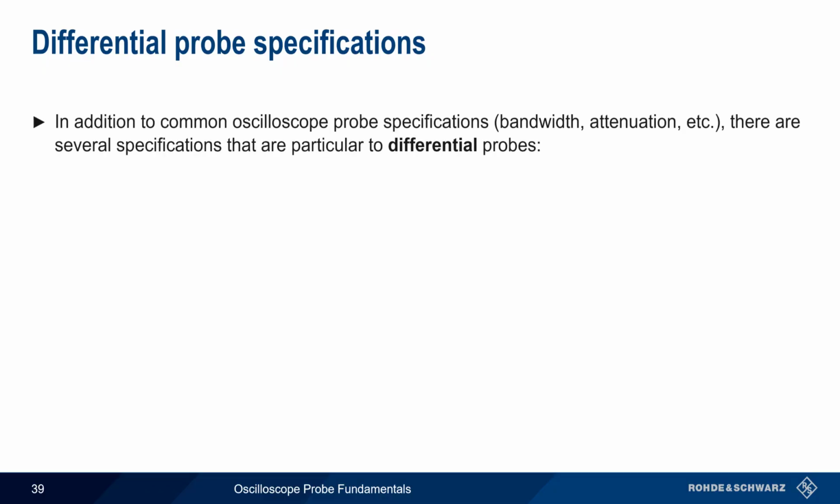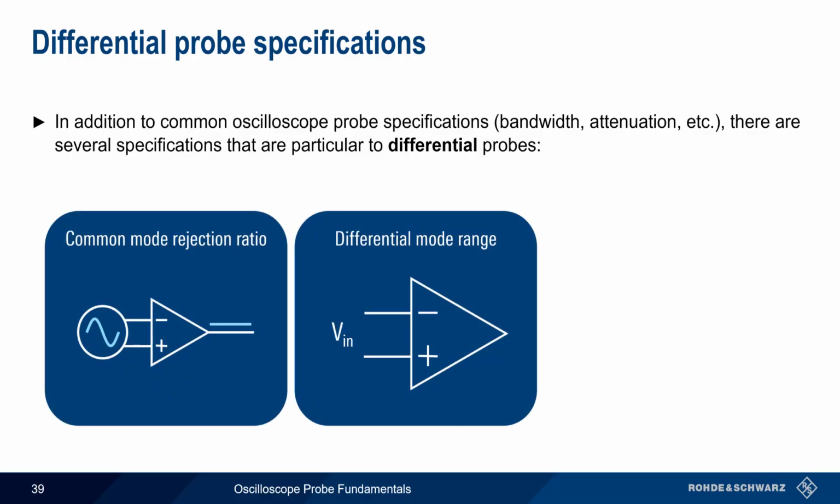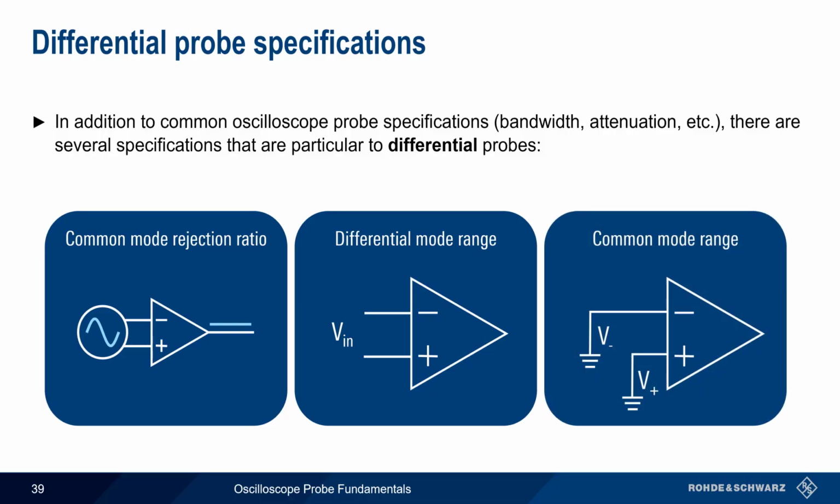In addition to the typical probe specifications such as bandwidth and attenuation, there are three special considerations when using differential probes. These are common mode rejection ratio, differential mode range, and common mode range. Before we conclude this section on differential probes, let's take a brief look at each of these specifications.